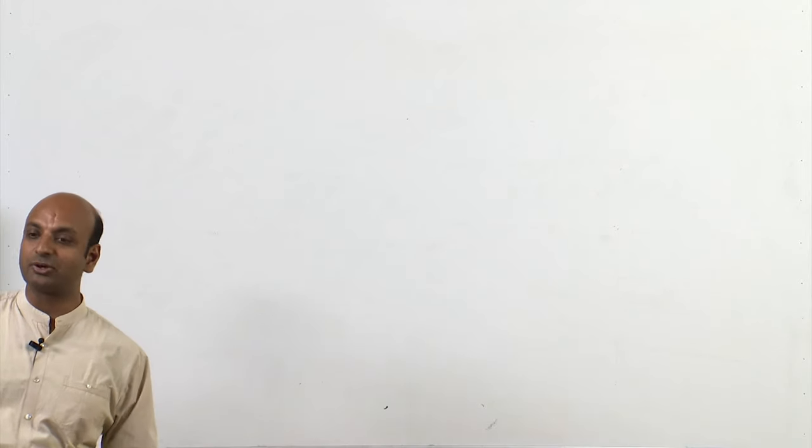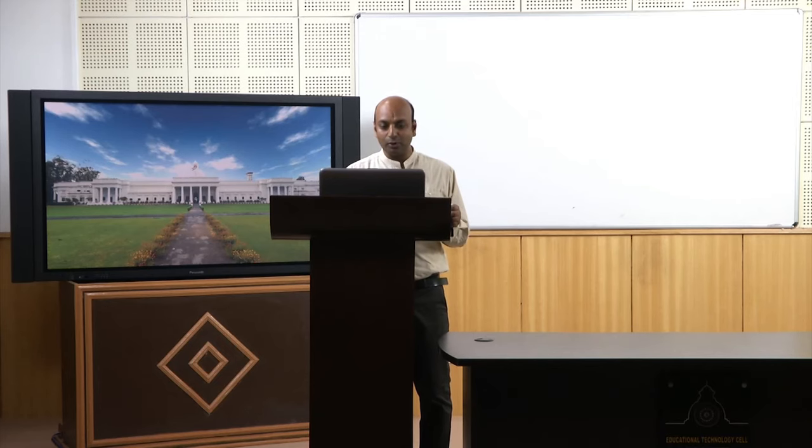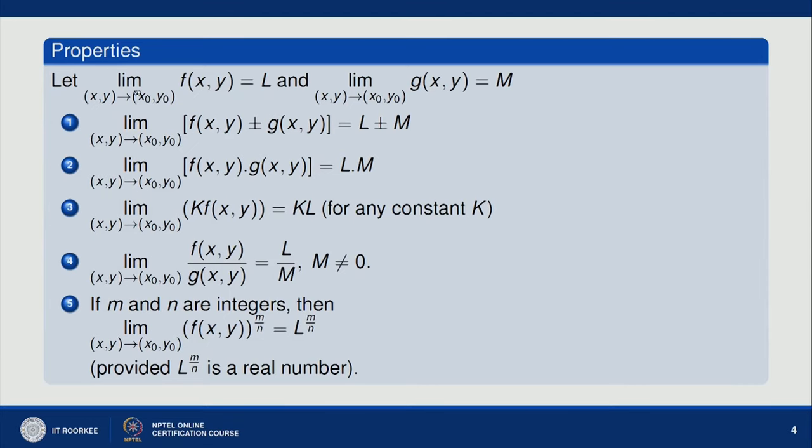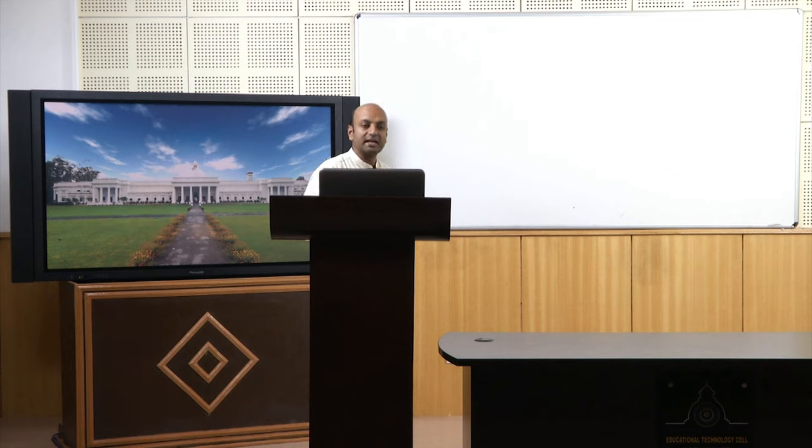Now let us discuss a few examples based on this, so that the concept of limit will be more clear. First, we have some properties of limit. Suppose the limit as (x, y) tends to (x naught, y naught) of f(x, y) is L and of g(x, y) is M. Then the limit of the addition and subtraction of f and g is L plus or minus M. Similarly, the limit of the product is the product of the limits, scalar multiplication gives k into L, and division f upon g gives L upon M, where M should not equal 0, and similarly we have the next property. These are very straightforward. Now come to problems based on the delta epsilon definition.